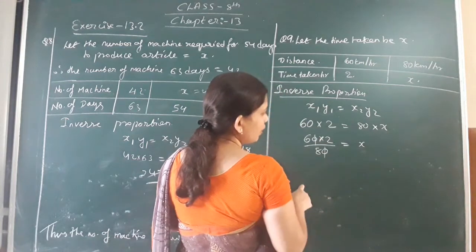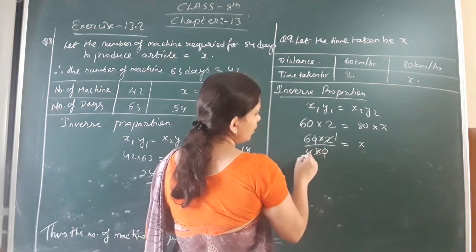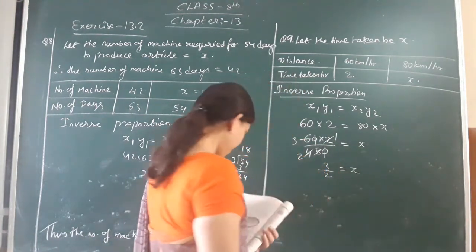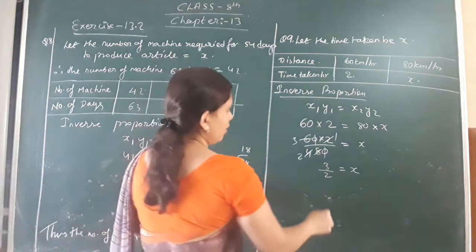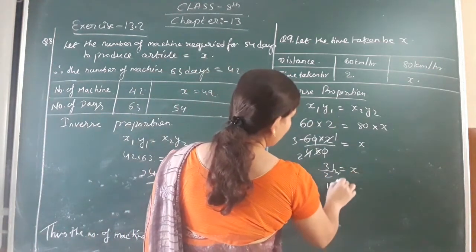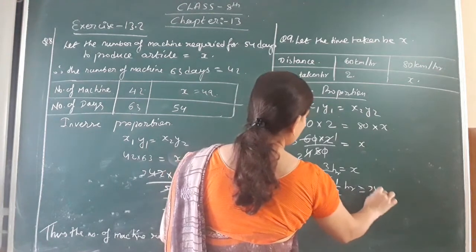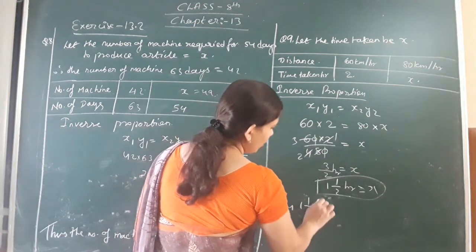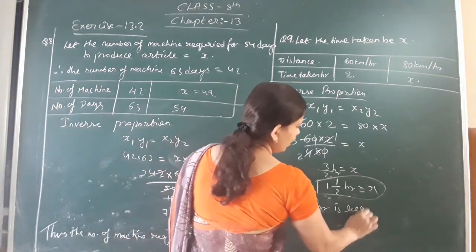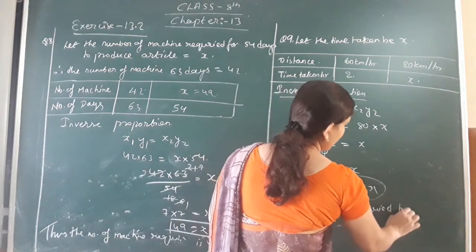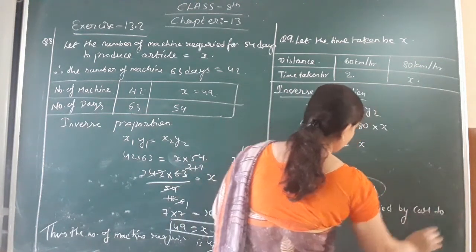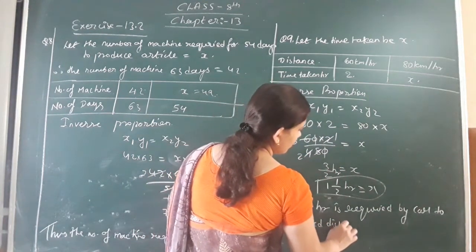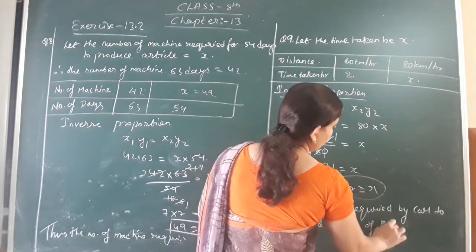Here the zeros will get cancelled. 2 ones are 2, the 4, again 2, here it will be 3. So 3 by 2 equals x. 3 by 2 hours, so 1 and a half hours equals x. So how much time is required? Thus 1 and a half hours are required by the car to travel at the speed of 80 kilometers per hour.